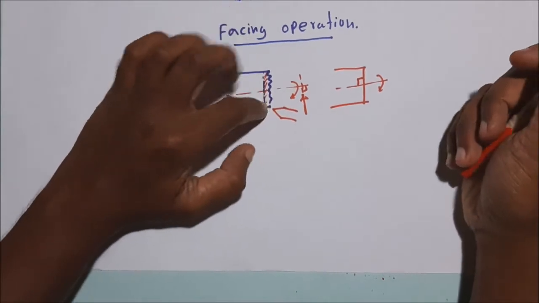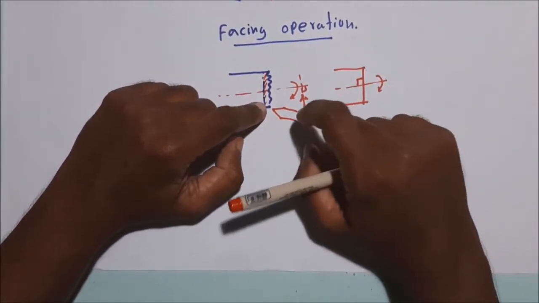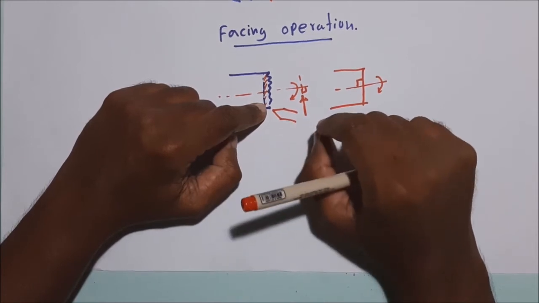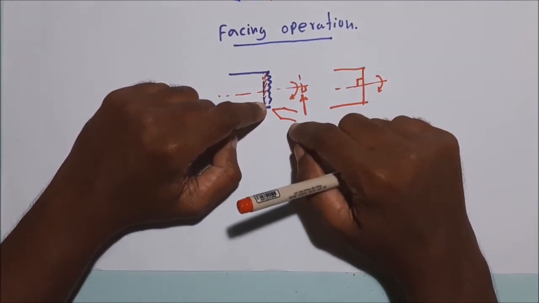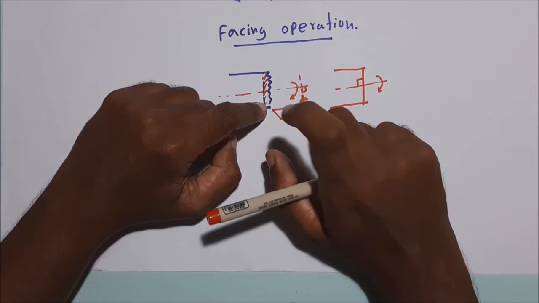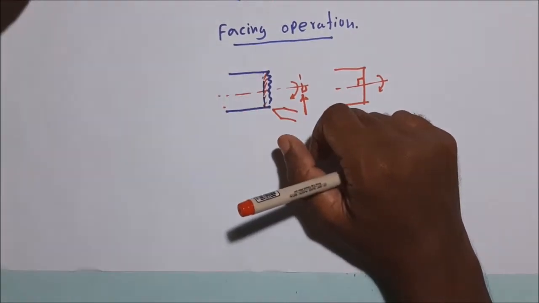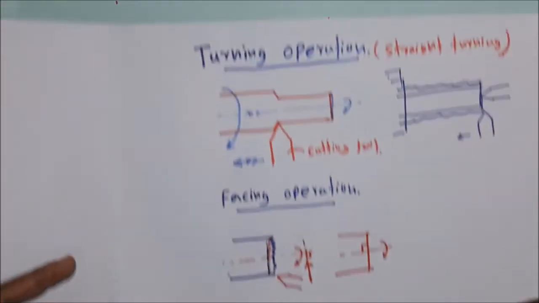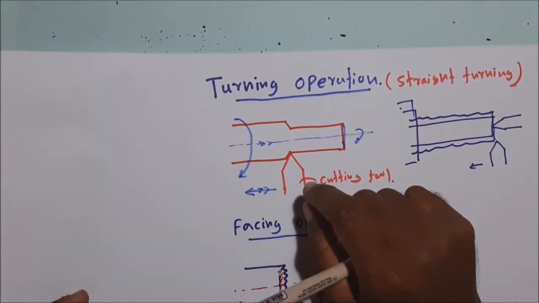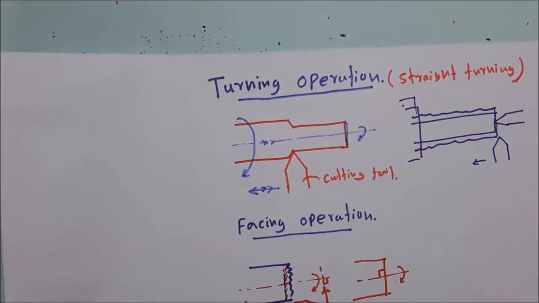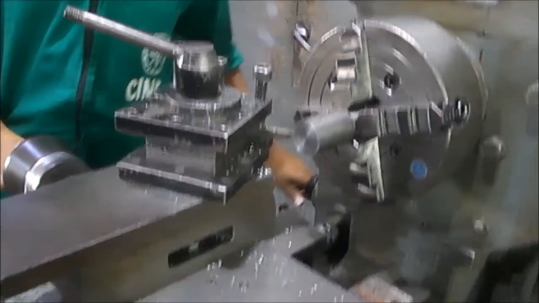In a facing operation, the carriage is clamped on the lathe bed, then a cross slide feed hand wheel is used to feed the tool. But in turning operation, the carriage hand wheel is used to feed the tool. This is the turning operation and the facing operation.